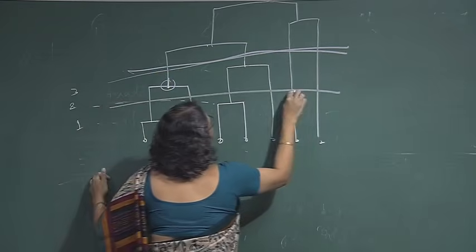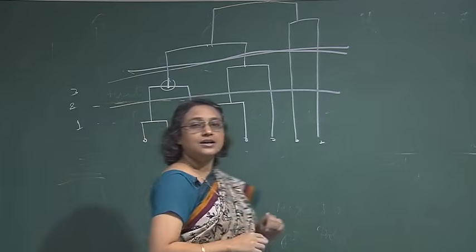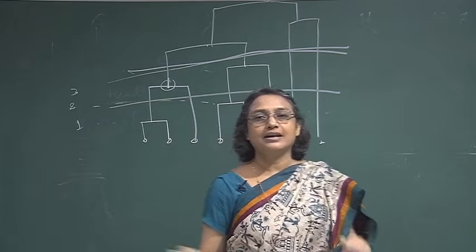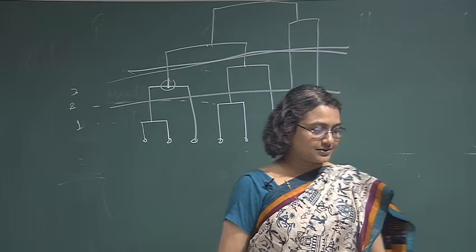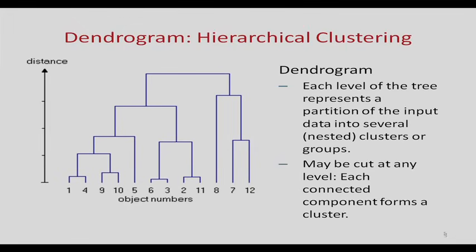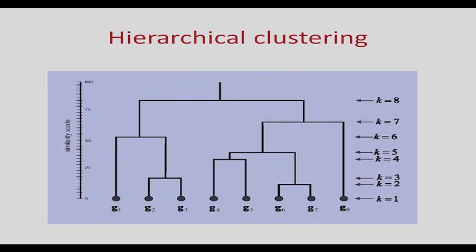This cut gives you 1, 2, 3, 4, 5, 6 clusters. So, cutting the dendrogram at different levels, you get different numbers of clusters. So, you need not decide the number of clusters a priori. You can construct the dendrogram and cut it at the desired level to get the number of clusters that you require. So, for different values of k, you get different clusters, as is illustrated by this picture.